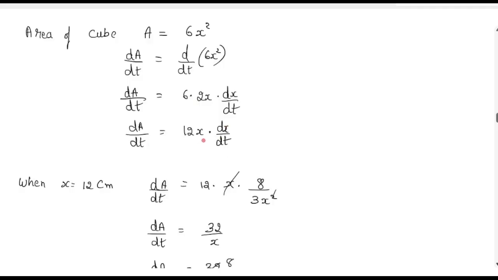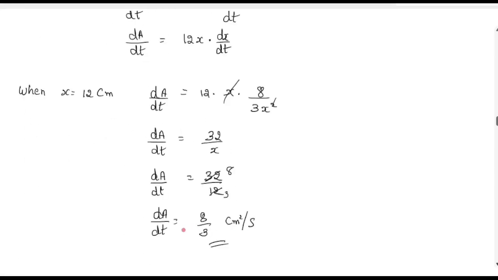Now we know the value of x, that is 12 centimeter, and we just got the value of dx by dt. Substituting the value of x and dx by dt, we get the answer as dA by dt equal to 8 by 3 centimeter square per second. This is the answer.